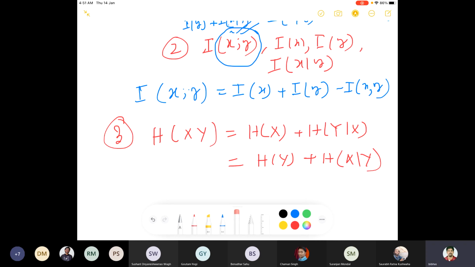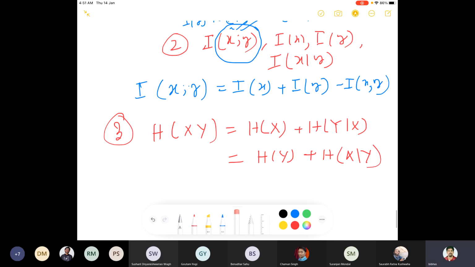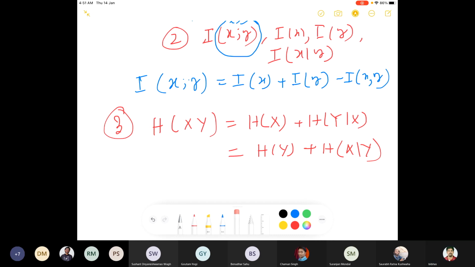Now, suppose I want to prove this. Can anybody tell me what this quantity is? Can anybody tell me?